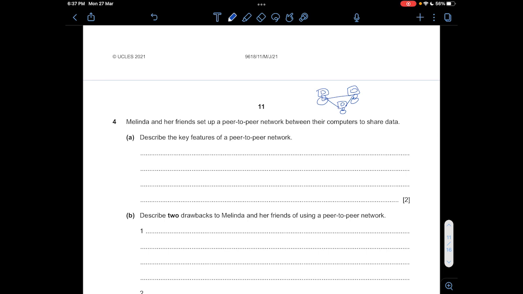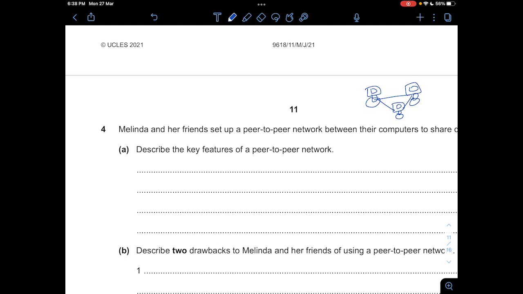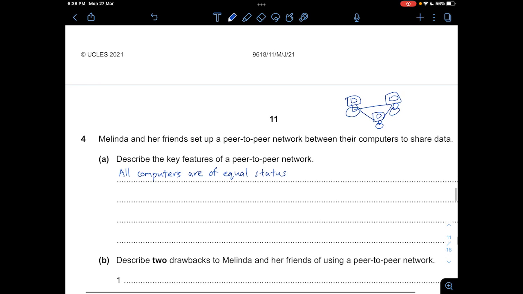So describe the key features of a peer-to-peer network. Because now you do not have a server, that means your computer itself is either a client or also a server, which means that all the computers are of equal status. So that means that their status is the same because both of them can act as a client or as a server. So here we will just say all computers are of equal status. And computers can communicate and share resources.